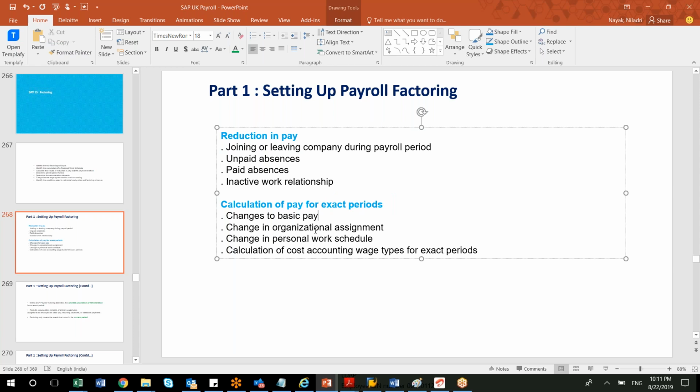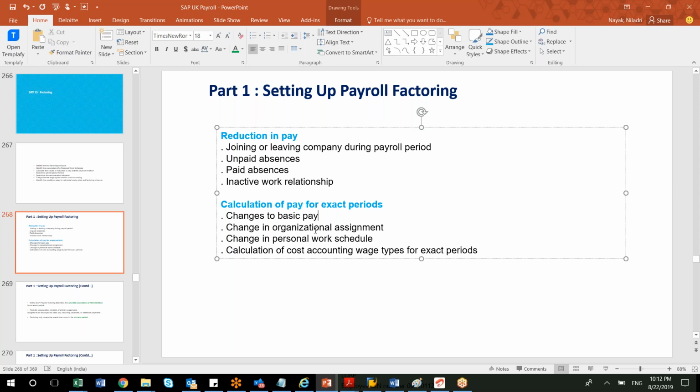When I say middle of the month, it exactly means the middle of the payroll period. Suppose it is a monthly payroll period, and that change happens in the middle of that payroll period. In that case also, payroll factoring will come into the picture. We have a function called WPBP that you must have seen whenever you are running any payroll. That gets affected, and it is divided. It goes into different splits, so it is split into multiple.